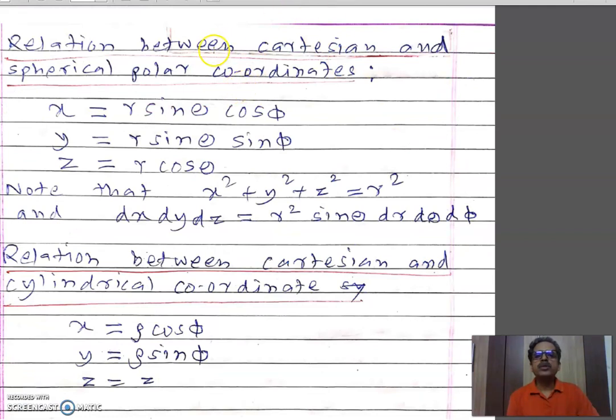Now you must know the relation between the Cartesian and spherical polar coordinates. Here x, y, z are Cartesian coordinates, r, theta, phi are spherical polar coordinates, and these three equations represent the relation between them. Also you must know some standard results: squaring and adding the three equations we get x square plus y square plus z square equals r square, and using the Jacobian we get dx dy dz equal to r square sin theta dr d theta d phi.